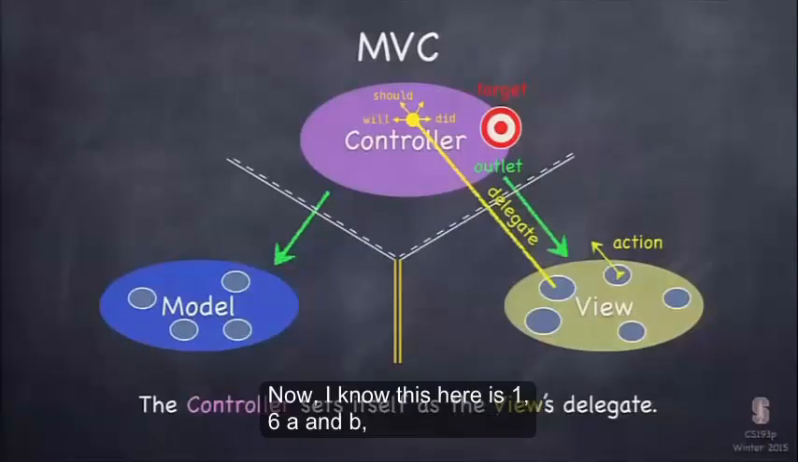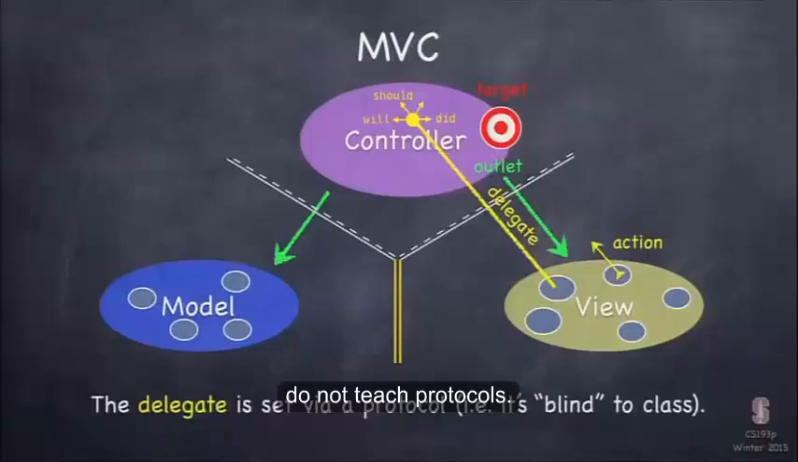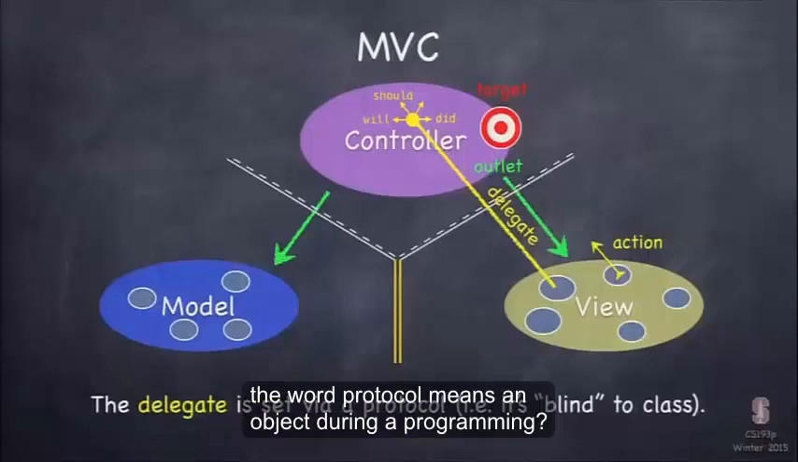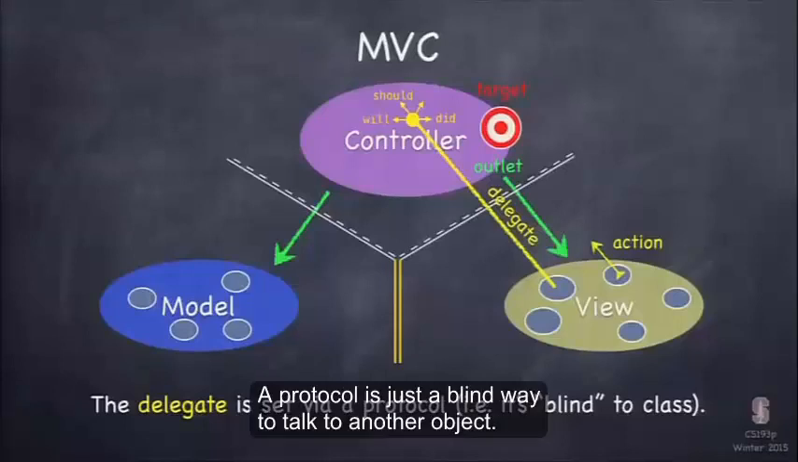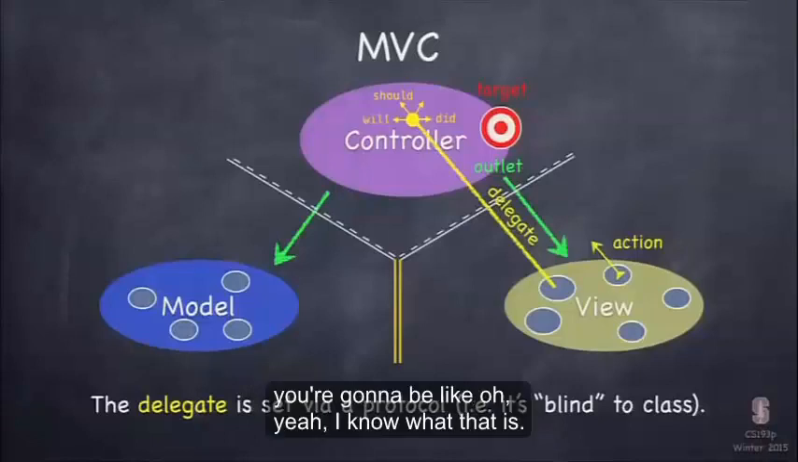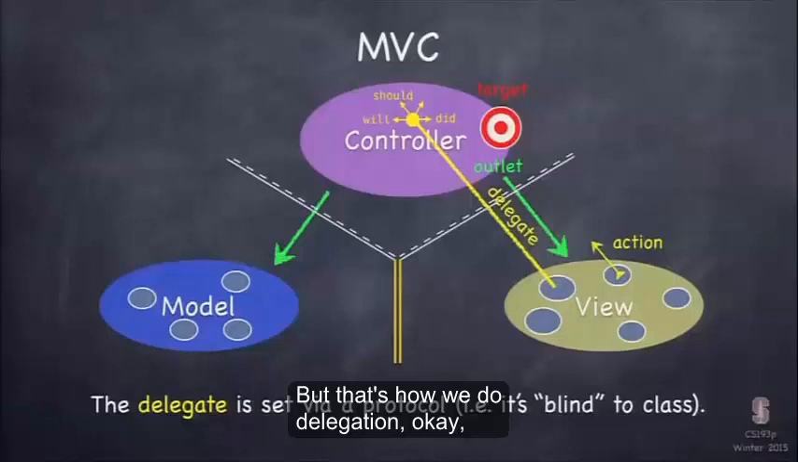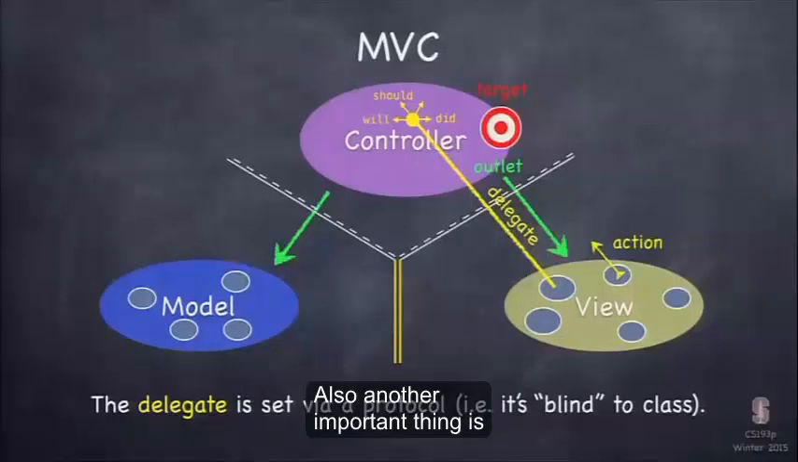Now, I know that CS106A and B do not teach protocols. How many people know what the word protocol means in object-oriented programming? I can see very few of you. So I will be teaching that. A protocol is just a blind way to talk to another object. When I teach you, you're going to be like, oh yeah, I know what that is. So we didn't really call it protocol or whatever, but that's how we do delegation, this blind communication.